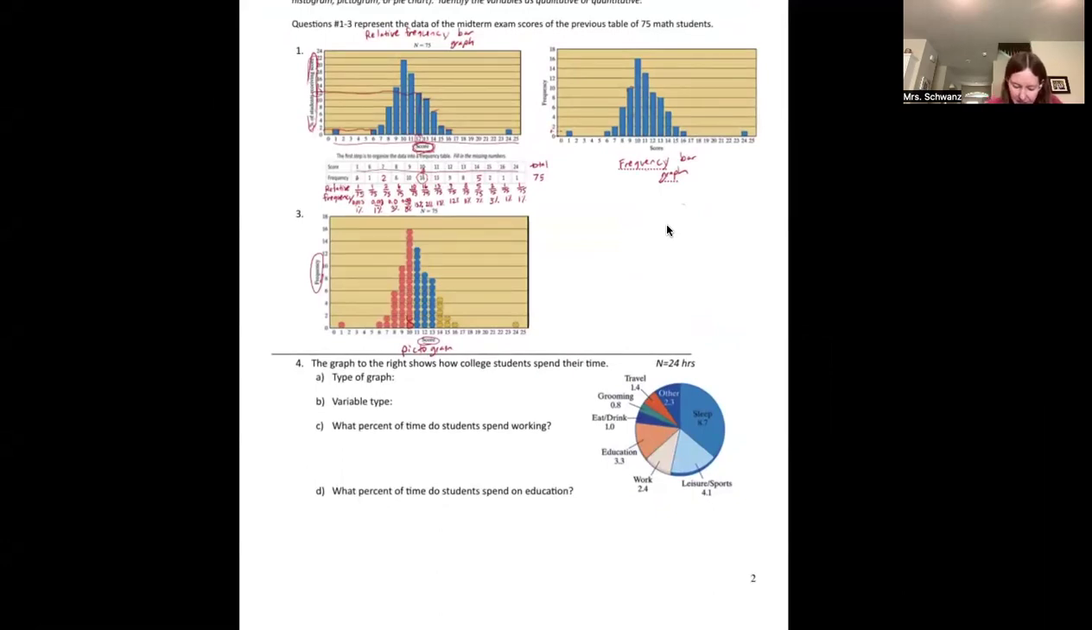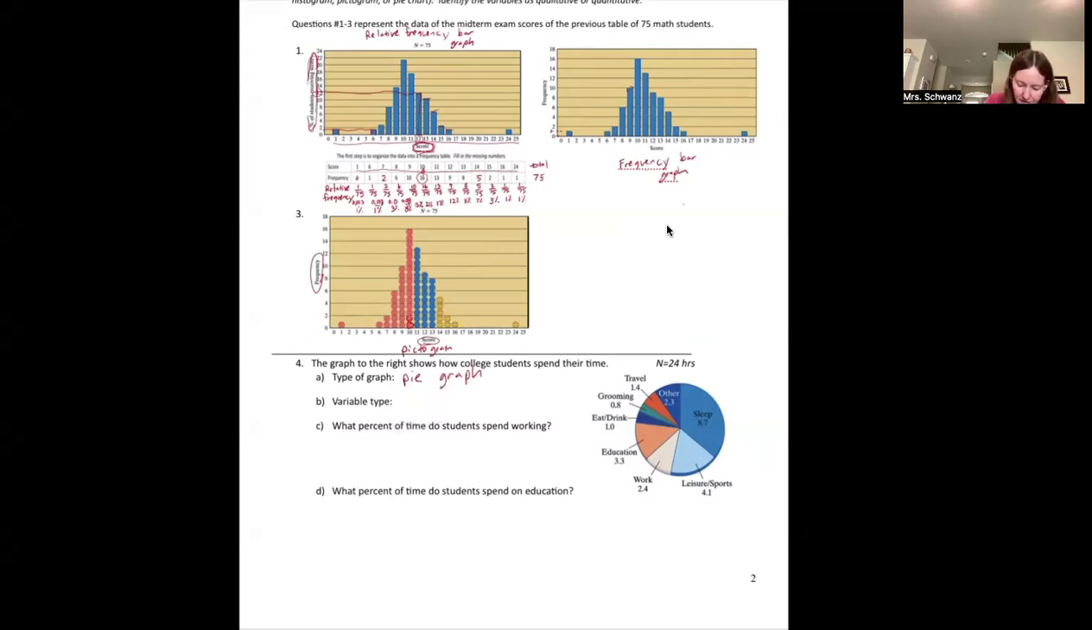Okay, so it says, the graph to the right shows how college students spend their time. What type of graph is this? This is a pie graph. And the type of variable is categorical or quantitative? So qualitative.